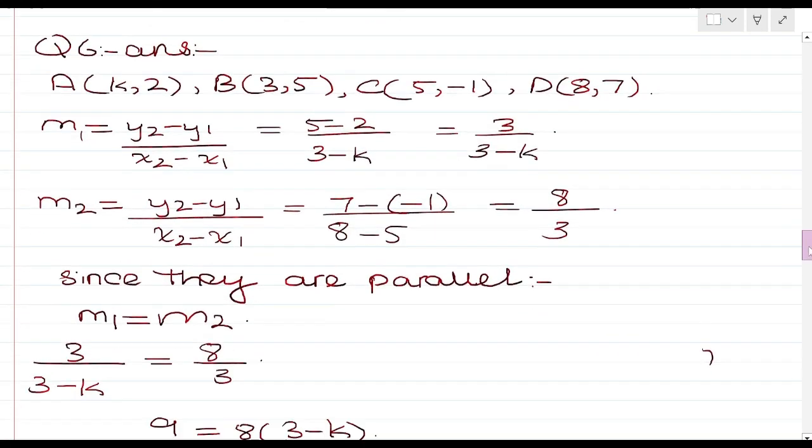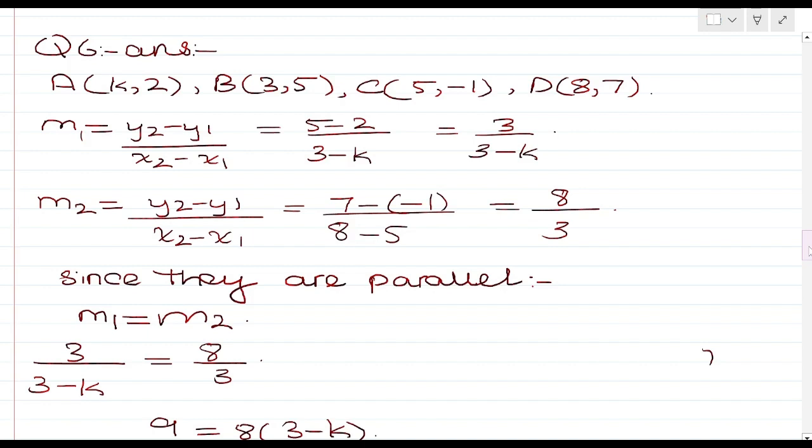Moving on to question number 6. Here we have 4 coordinates: A (k, 2), B (3, 5), C (5, negative 1) and D (8, 7). So first we need to find the gradient of the points. We need to find the gradient of A and B and then C and D, and we need to check whether they are parallel with each other, as in the question it is provided that they are parallel, and need to find the unknown value which is k.